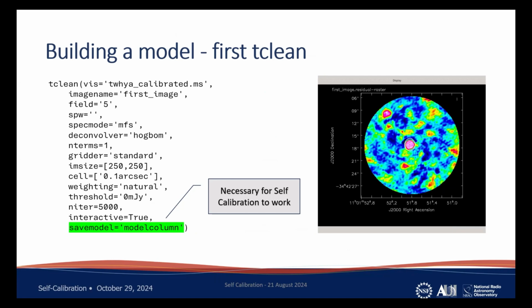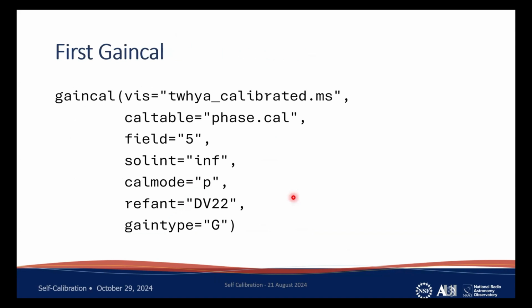So while everything is still running, I thought I could go to the next step earlier. After we create the model, we want to do the first gain calibration. Yeah, so we are using the phase only calibration first.